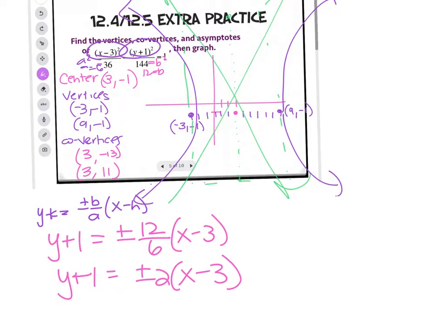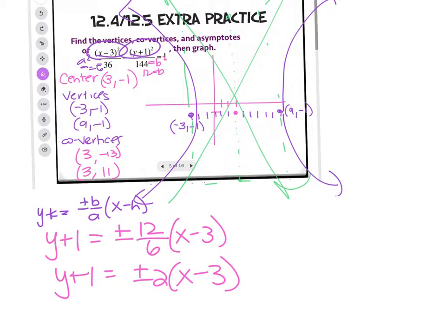So the asymptotes still match. If it's horizontal, it's b over a. If it's vertical, it's a over b. But this time, instead of just keeping it as y and x, you have to subtract the h and the k. So whatever's in the parentheses in your initial equation should end up being with those terms in your asymptotes. This is the one that I was confused about with vertices.